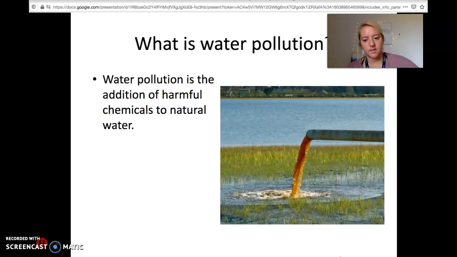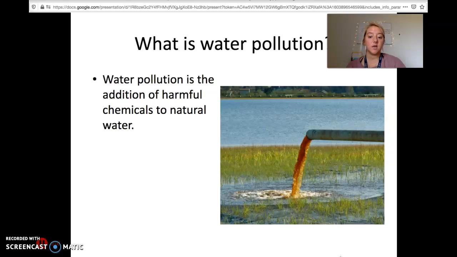We define it as the addition of harmful chemicals to natural water. Now, these chemicals could be something like the GenX that we know came from DuPont up the Cape Fear River that causes cancer in whoever drinks it downstream, which, by the way, you're downstream, so is Wilmington and even the Atlantic Ocean. Or it could be something as simple as adding nitrogen to a body of water.